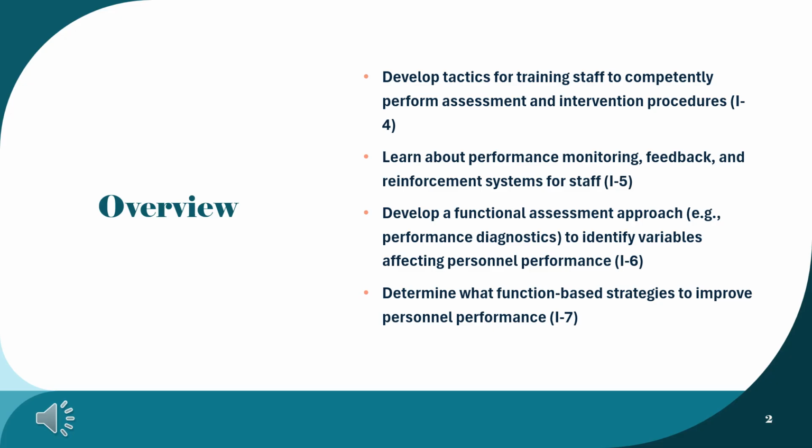Jumping right into an overview of this case study, we will discuss developing tactics for training staff to competently perform assessment and intervention procedures, learn about performance monitoring, feedback, and reinforcement systems for staff, develop a functional assessment approach to identify variables affecting personal performance, and determine what function-based strategies to improve personal performance. And these are task list items I4, I5, I6, and I7.